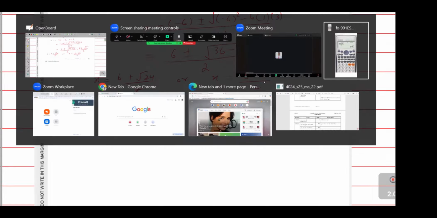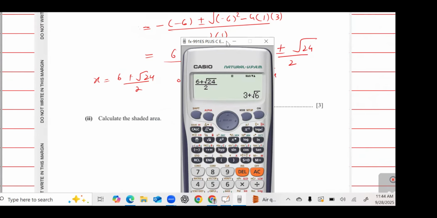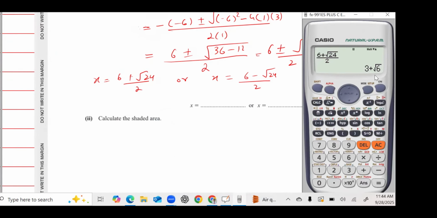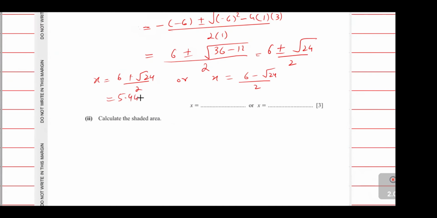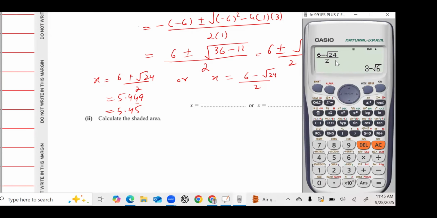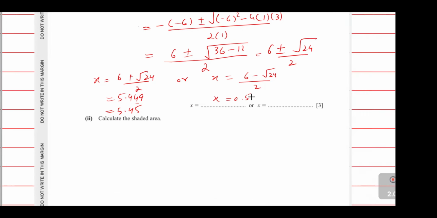We can calculate 6 plus square root 24 over 2. This will be equal to 5.449449. The 3 significant figure value we can write is 5.45. And the next value is 6 minus square root 24 over 2. This is 3 minus square root 6, and this will be equal to 0.5505.